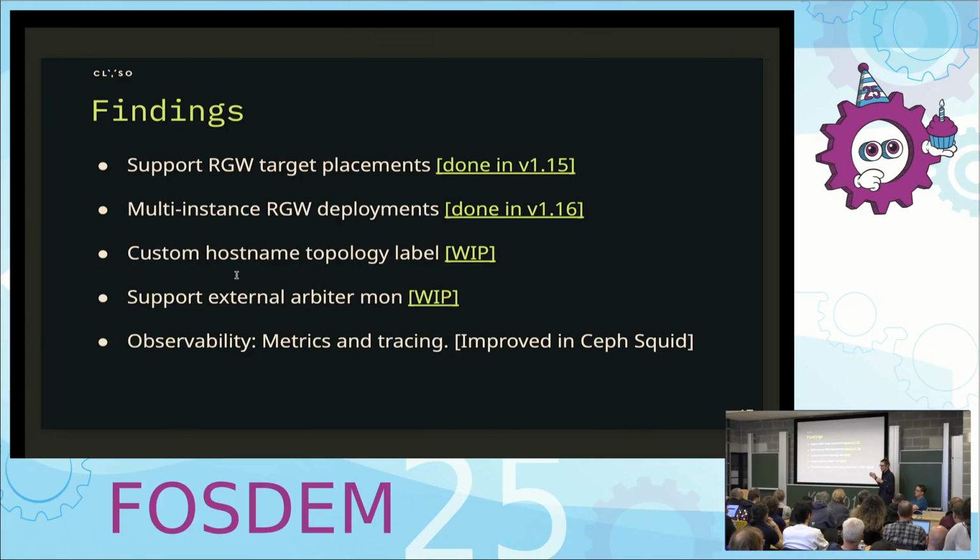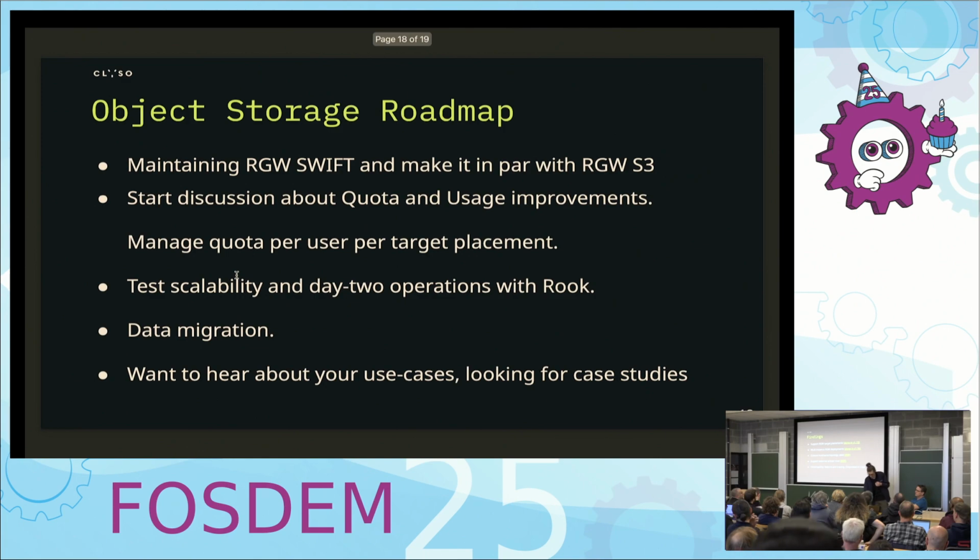For example, having some monitor as arbiter outside of the Kubernetes cluster. And we're also looking forward to observability improvements. There is a lot going on in Ceph upstream already. So for example, if you upgrade to Squid, you will get a lot of new metrics for RGW, for example, latency per user and per bucket, and more.